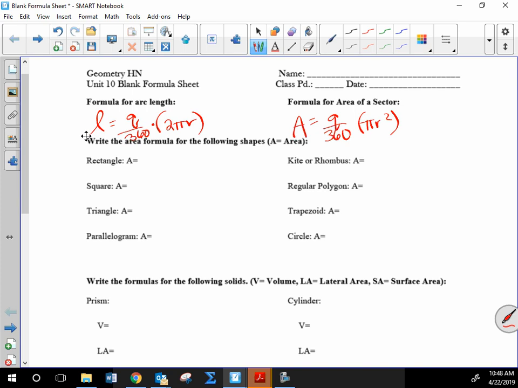Okay, so what Q is, is just your angle. What if you do a wrong formula, but it still works? So like if you do Q over 180 pi r, is that what you're talking about?